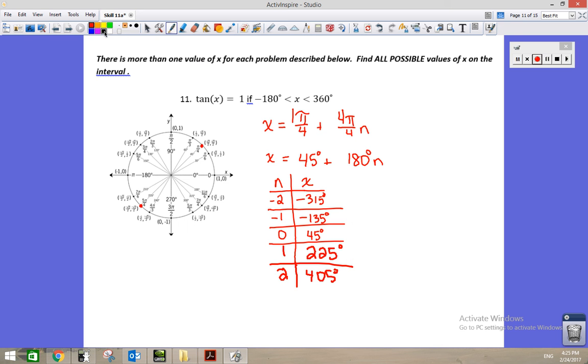So I know I have to exclude the negative 315 degrees. It is true that the tangent of negative 315 degrees is equal to positive 1. It's just that negative 315 degrees is not in the constraint. It's smaller than negative 180. The tangent of 405 degrees is 1, but 405 is bigger than 360. So the only solutions to this equation that are between these two values are these three, or at least those are the only three that I found.